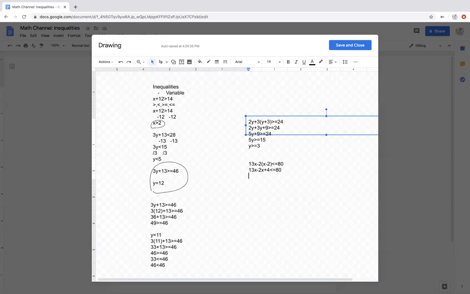So you would get 13x minus 2x is 11x, plus 4 is less than or equal to 80. 11x would be less than or equal to 80 minus 4, which would be 76. And you would get x is less than or equal to 76 divided by 11, since you cannot really simplify that further. So 76 over 11 would be your final answer.